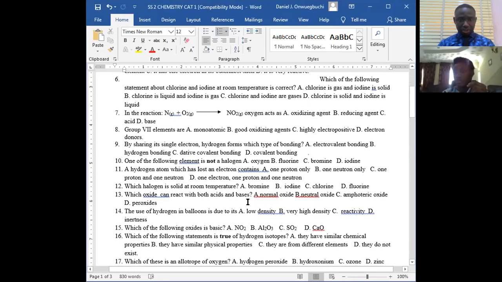One of the following is not a halogen. That means one of the following is not group 7. Which one is not a group 7 element there? Oxygen, good. Fluorine, bromine, iodine are group 7. Oxygen is group 6 rather. Number 11.